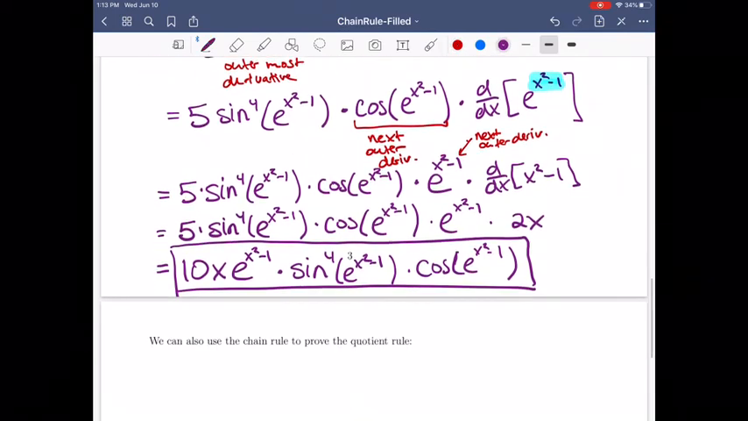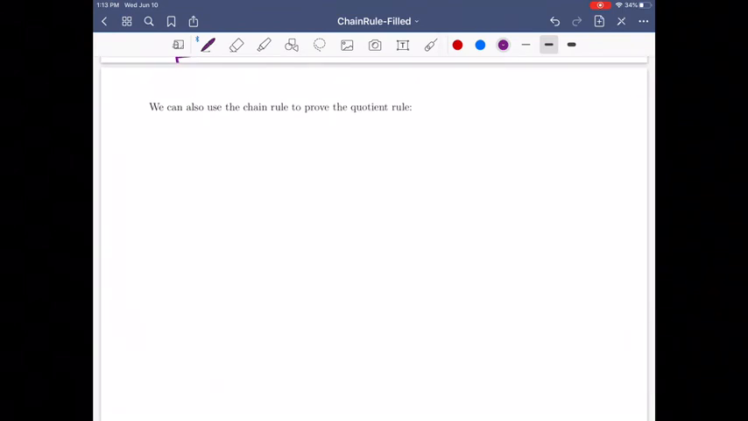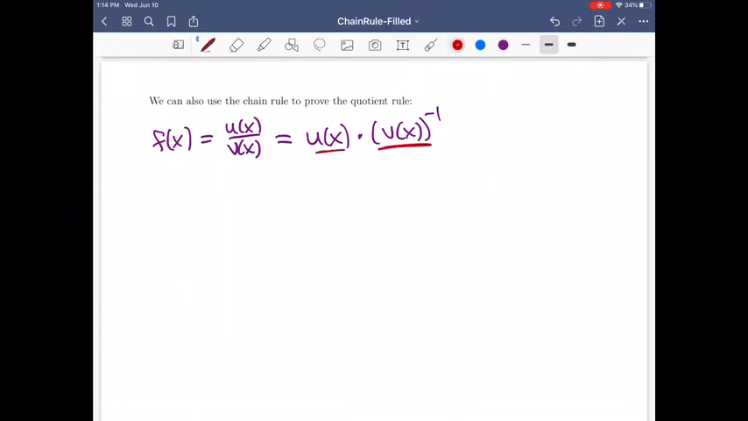Okay, there's one more thing I want to talk about. Because I did not justify the quotient rule at all, what I want to do is use the chain rule with the product rule to prove it for you. If f of x is u of x over v of x, I can rewrite this as u of x times v of x to the power minus 1. Now I can think about this as a product, but the second one needs the chain rule to take the derivative.